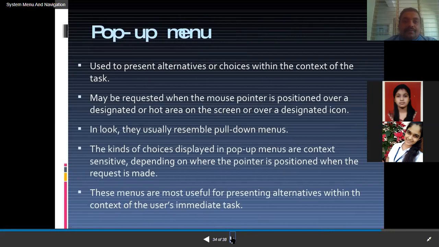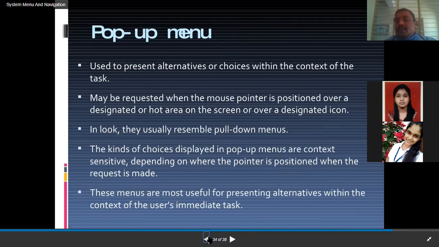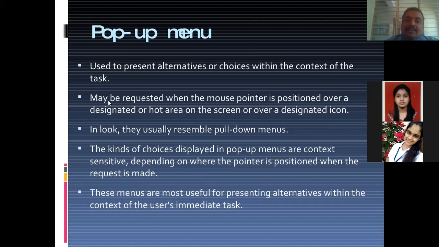Next, pop-up menu. So what is the meaning of pop-up menu? It is opposite to the pull-down menu. When you pop up, the menu will be displayed, and it makes the user select the options. Okay, so the first point, it is used to present alternatives or choices within the context of the task. For example, you are selecting a text for copy paste. When you copy paste, the pop-up menu will come into the picture.